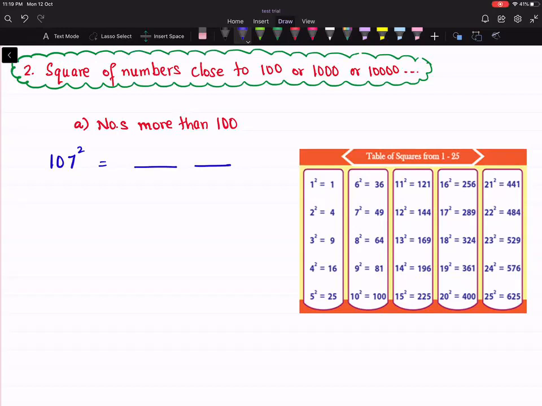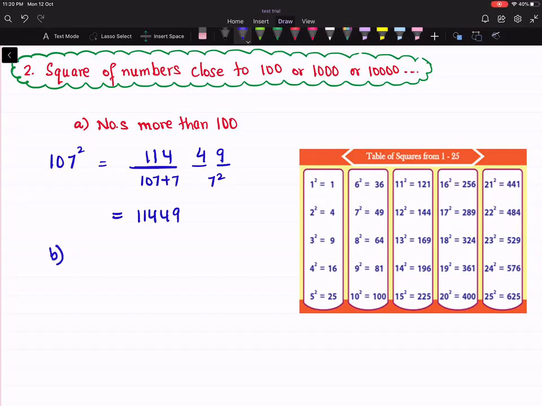Right side will be 7 square, right? Two digits will be there, and that will be of 7 square. So these are two digits. So this is 49. Before that, the digits in this case will be 107 plus 7. So that is 114. So 107 square is 11449.